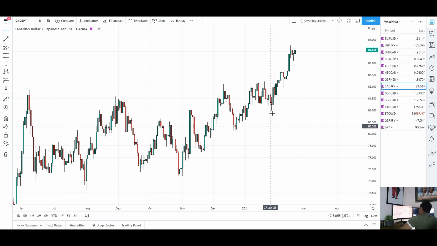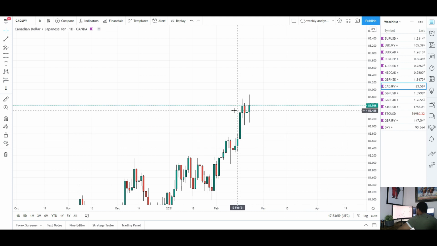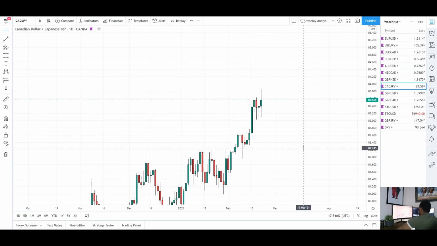Okay, so for CAD JPY this week, as you can see, we took off to the upside. Prices started off the week very, very bullish, big push to the upside. Then we had just a bit of consolidation to end the week off there.